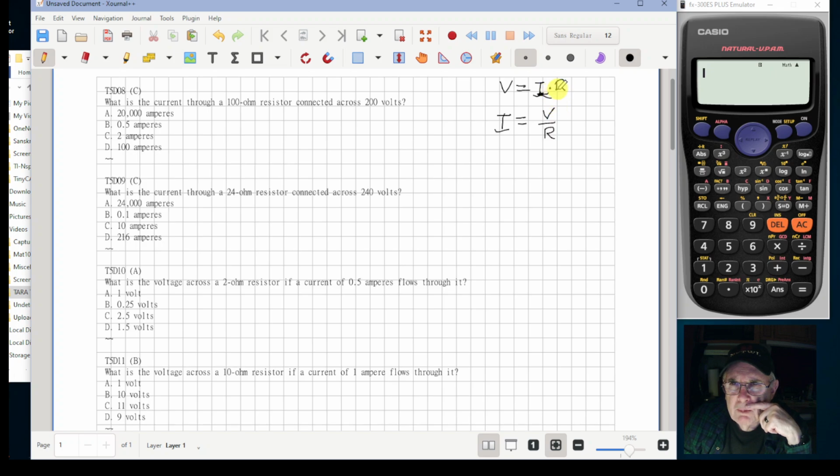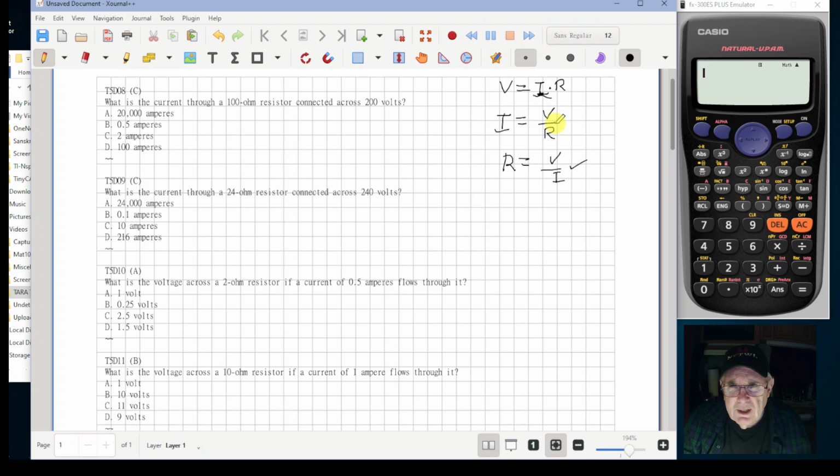And if we divide both sides by I, we get R then is equal to V over I. We've already done this one, so we're now looking for voltage and current. So these are the equations that we're going to be using.